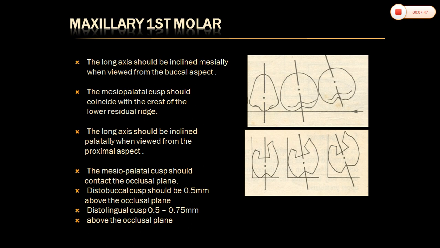So your glass plate relation, only mesiopalatal cusp should touch the glass plate, and all the remaining cusps will be above the occlusal plane, whereas your distobuccal cusp should be 0.5 mm above the occlusal plane, whereas your distolingual cusps are 0.5 to 0.75 mm above the occlusal plane.